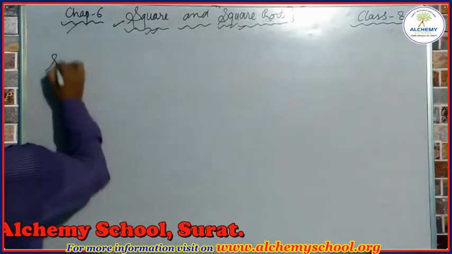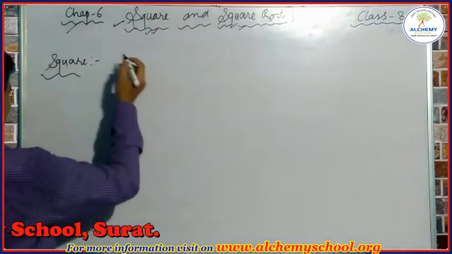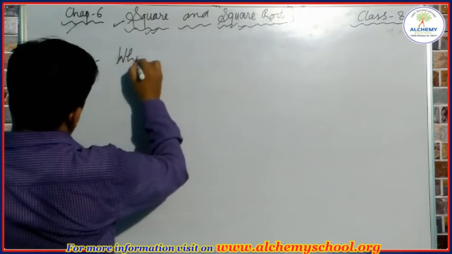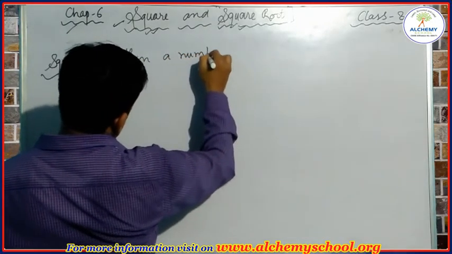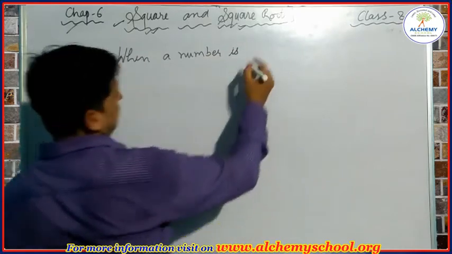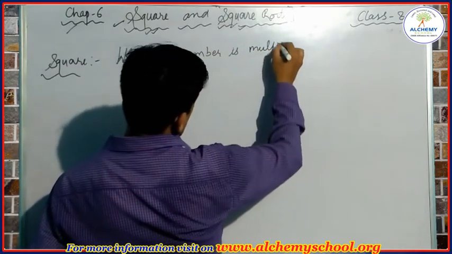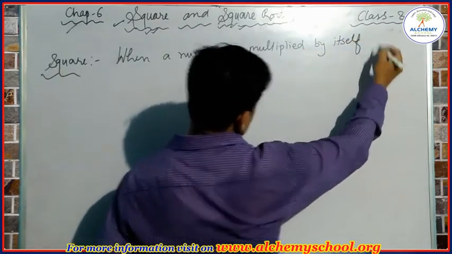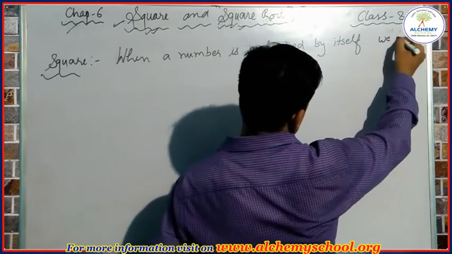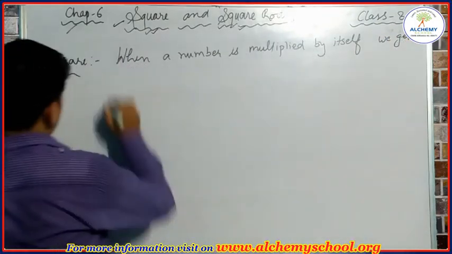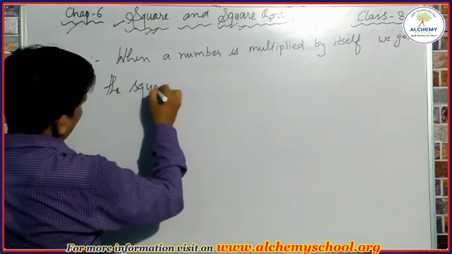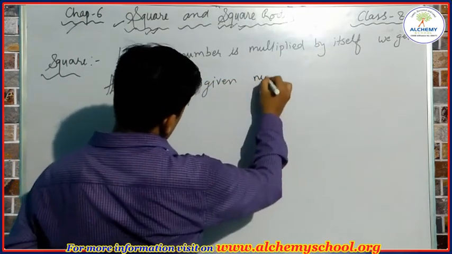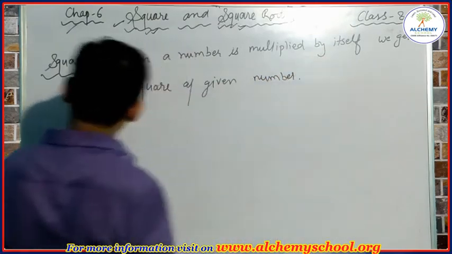Okay, so students, what is the square of any number? When a number is multiplied by itself, we get the square of the given number. We can understand it by taking one example.